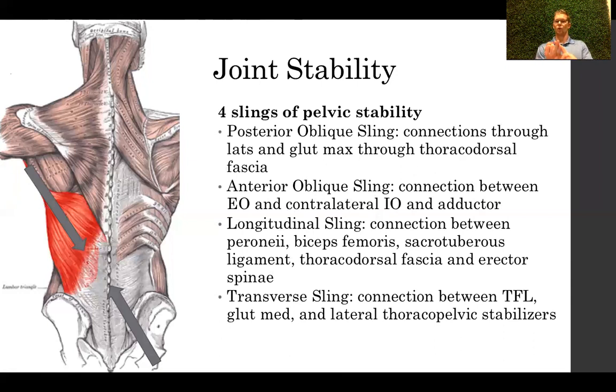And then as you are working on adding more, let's say, force closure around the SI joint, you just have to be modulating their pain all the time. So if someone is having pain with compression, but they also need stability, you have to address the pain and irritability first, and then gradually introduce taking up tension through these slings.